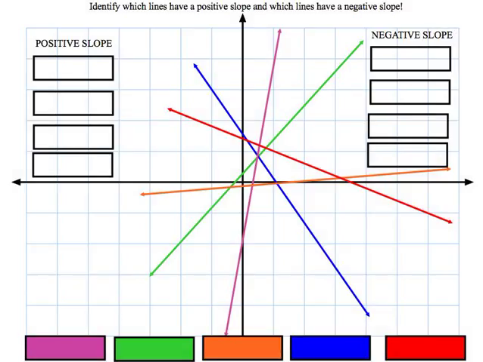Okay, so we're going to look at some lines and determine whether they have a positive slope or a negative slope. So we have 5 lines here, so we'll look at each one individually and determine the direction of the line.